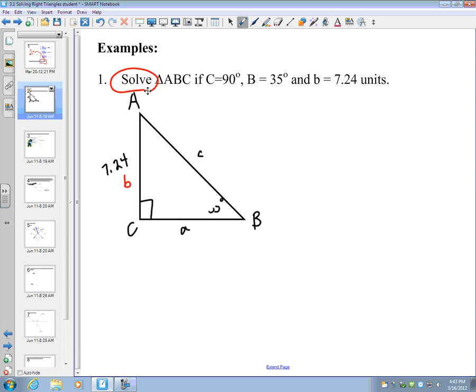Okay, so first of all, I know angle A. I can say angle A is 180 minus 90 minus B. This was 55. Okay, 35 rather. So then A must be 55 degrees. Okay, and now I can do these angles.